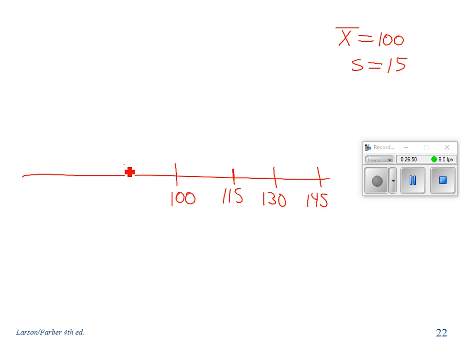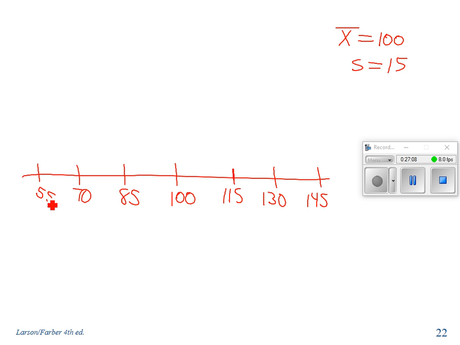What if I want to go one standard deviation this way? 85. How about another one? 70. And then one more? 55.